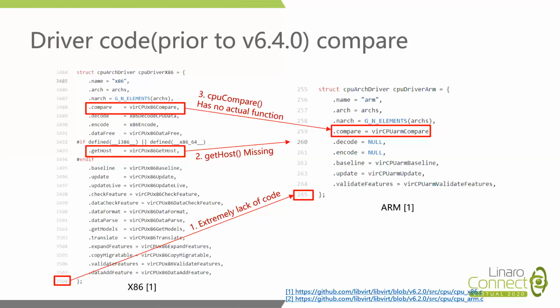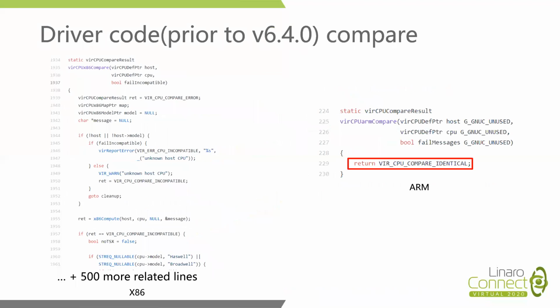If this is missing, then we cannot perform the check. The third one is the CPU compare function. We can see that the ARM driver has a CPU compare function, and it seems okay. But when we check the details of this function, we can see that in the ARM driver, there are no actual checks. Identical is returned directly. And this also proves that if no host information is gathered, the check cannot be performed. On the contrary, in the x86 driver, there are many more related lines of code, and much more complicated checks are performed.